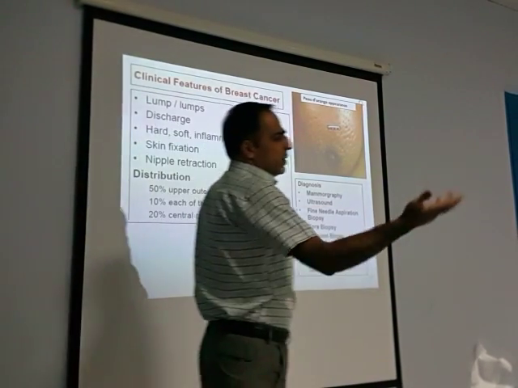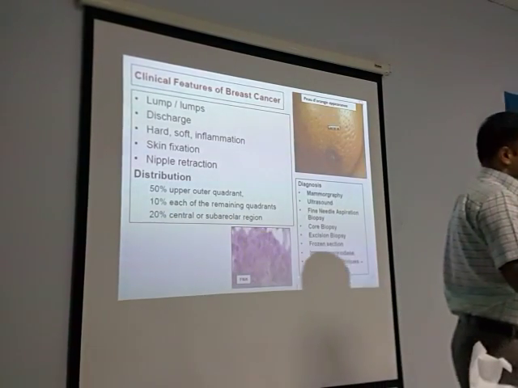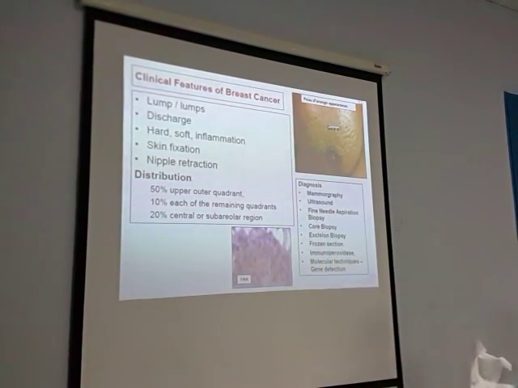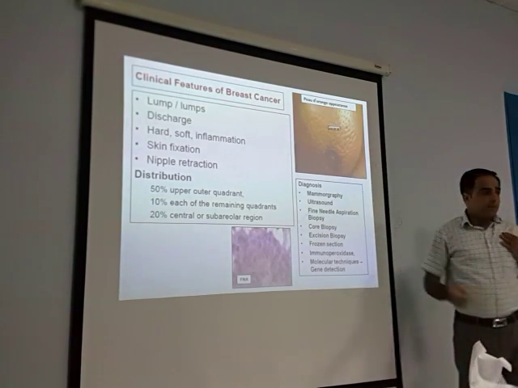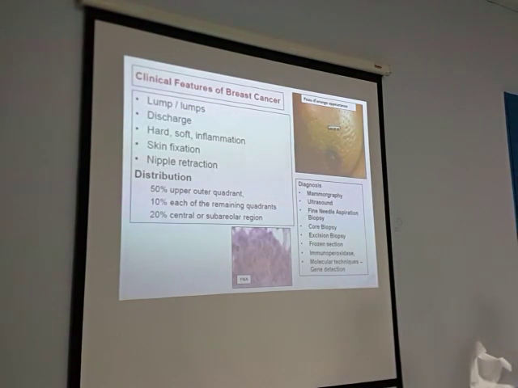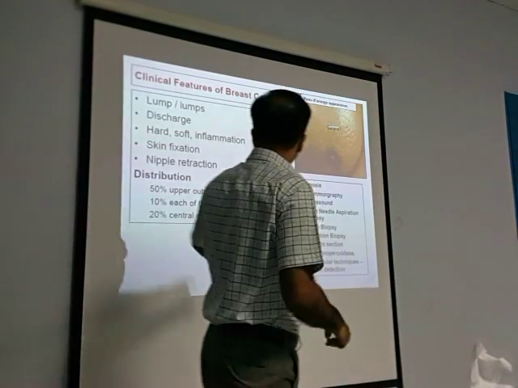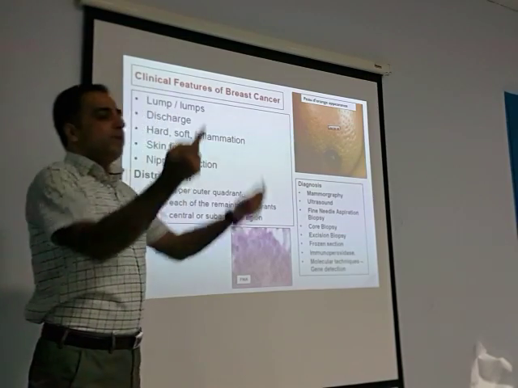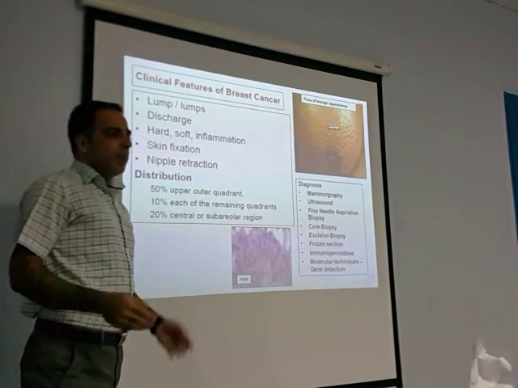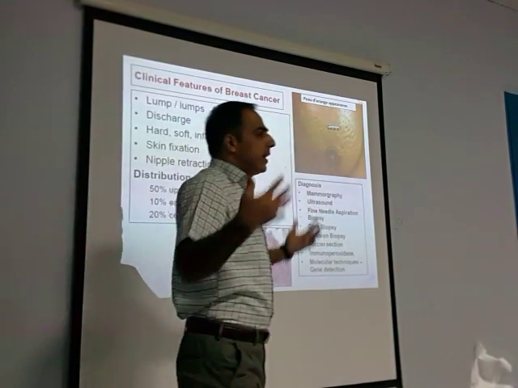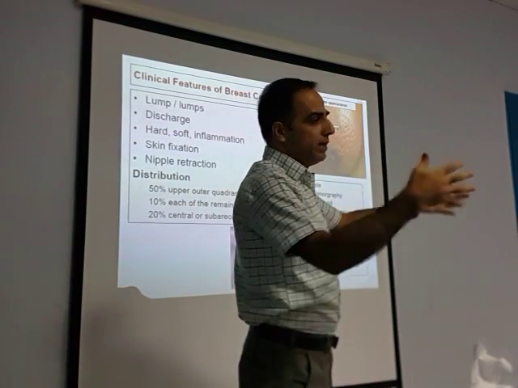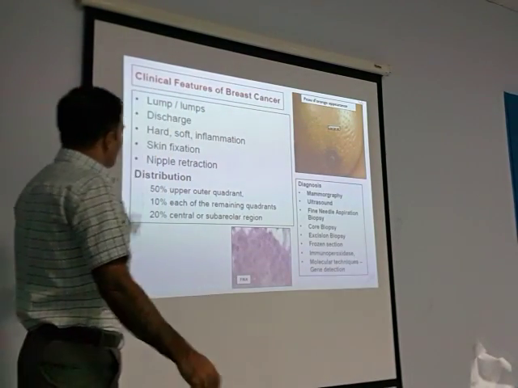Clinical features: how the patient will come, with one swelling or more than one swelling. It may be a hard swelling, maybe attached to the surrounding structures. You cannot move it, unlike fibroadenoma, which is easily movable. You can have orange-peel skin, a peau d'orange appearance, because of infiltration of the skin and the lymphatics by the cancer cells. Nipple retraction and skin fixation can occur. It depends upon whether the cells are infiltrating the skin or the lymphatics, which leads to all these appearances.